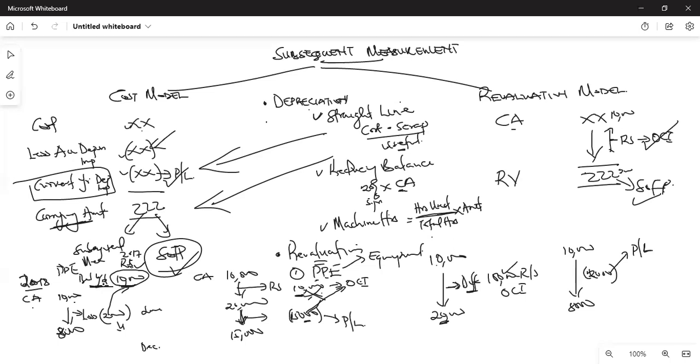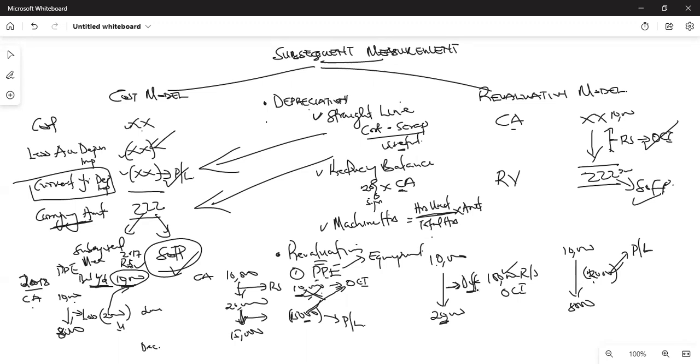Now, if you make a loss, the obvious thing is that losses go to the P&L, but you first have to ask yourself, has that asset had a positive revaluation before? If it has, the loss must first cancel the previous positive revaluation surplus. Any balance will then go to the P&L.